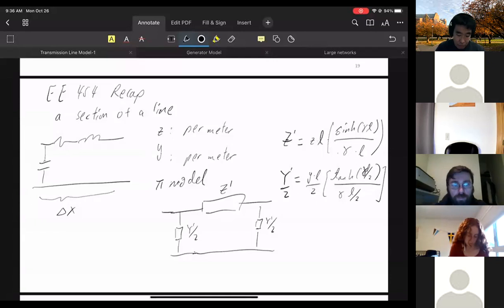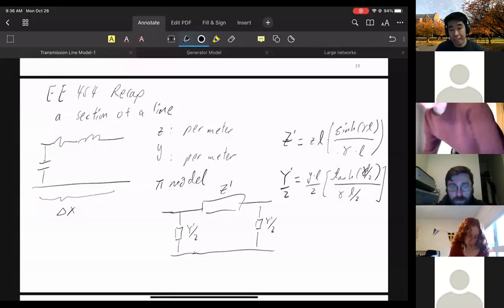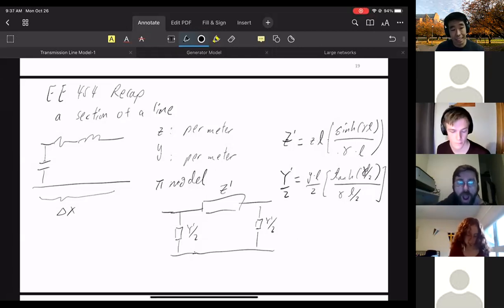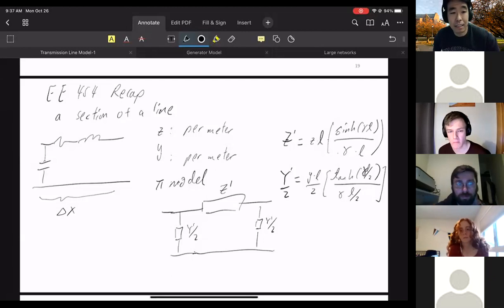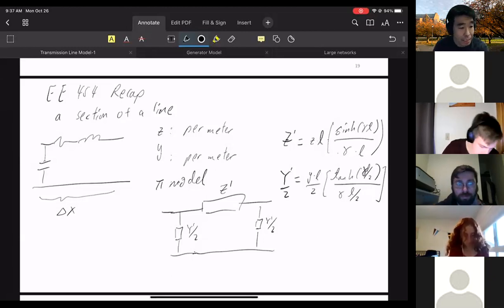The Y prime number may be small, may be large. Often for short lines, we'll ignore Y prime, since it's typically small. For long lines and high voltage lines, Y prime does matter. Another thing to keep in mind is that these are hyperbolic sines and tangents we're taking, so be sure to use the right equation: sinh and tanh. It's an easy mistake to use sine instead of sinh, which is not right. You'll get very weird numbers. So these are just some equations to remember.